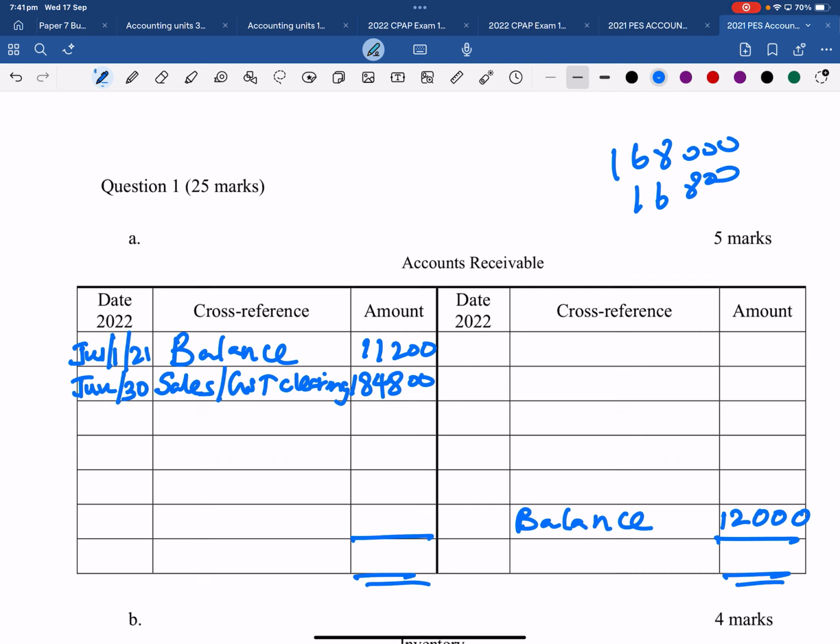What are the transactions that we don't have GST? Wages, we don't have GST. Inventory loss, write down, gain, we don't have GST. Interest doesn't have GST. Drawings, no GST. Capital contributions doesn't have GST. Those are the things that we don't have GST. For all the others, we have GST.